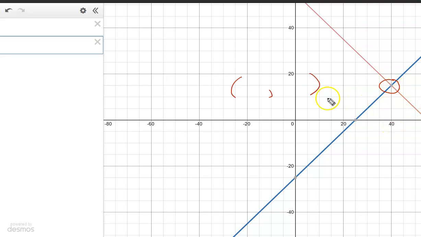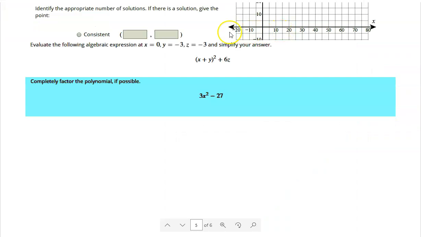So our x value is 40. And our y value, if we go from here over to the y-axis, is 15. And we solve this by graphing. So we'd put these values, click on consistent, and put them here. Actually, there's a few more examples. Let's go on to this one where we're going to substitute these values into this expression.